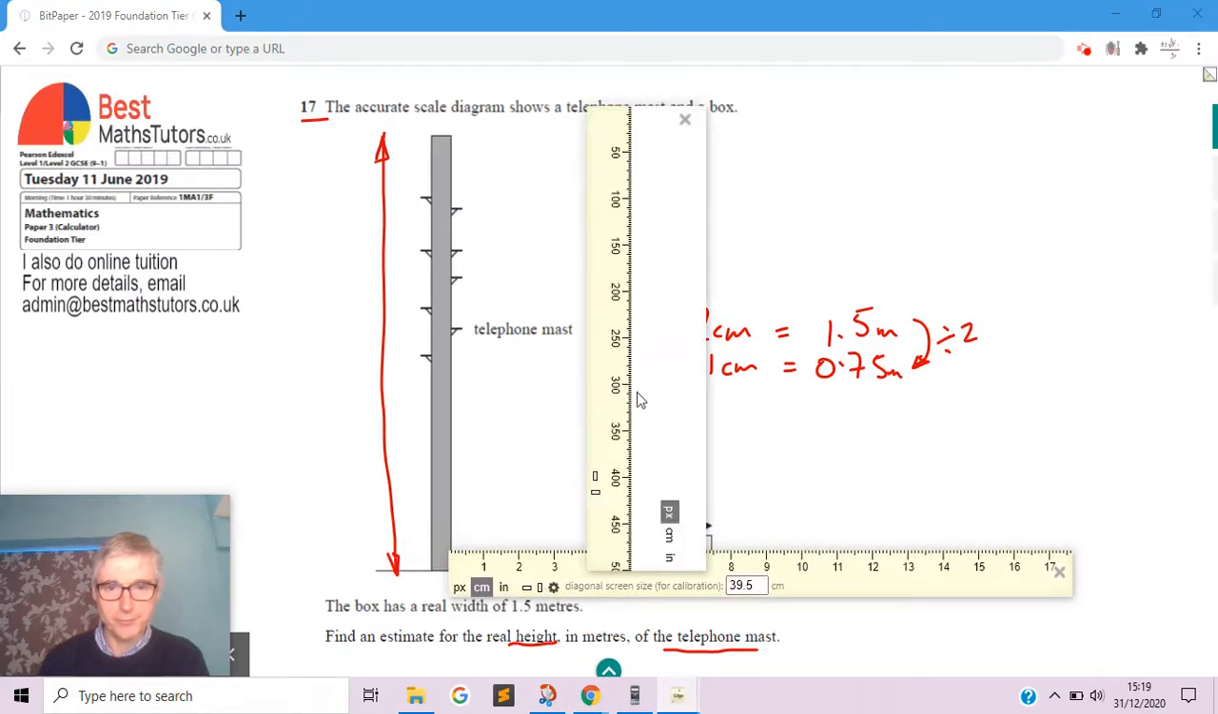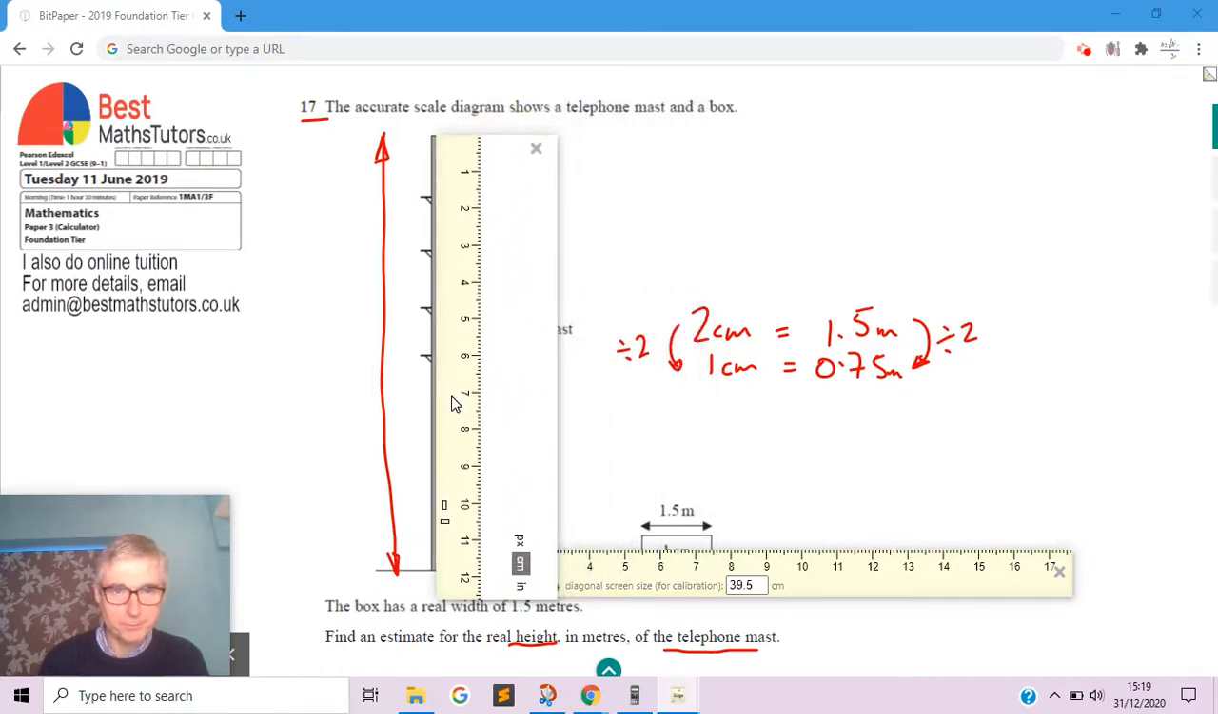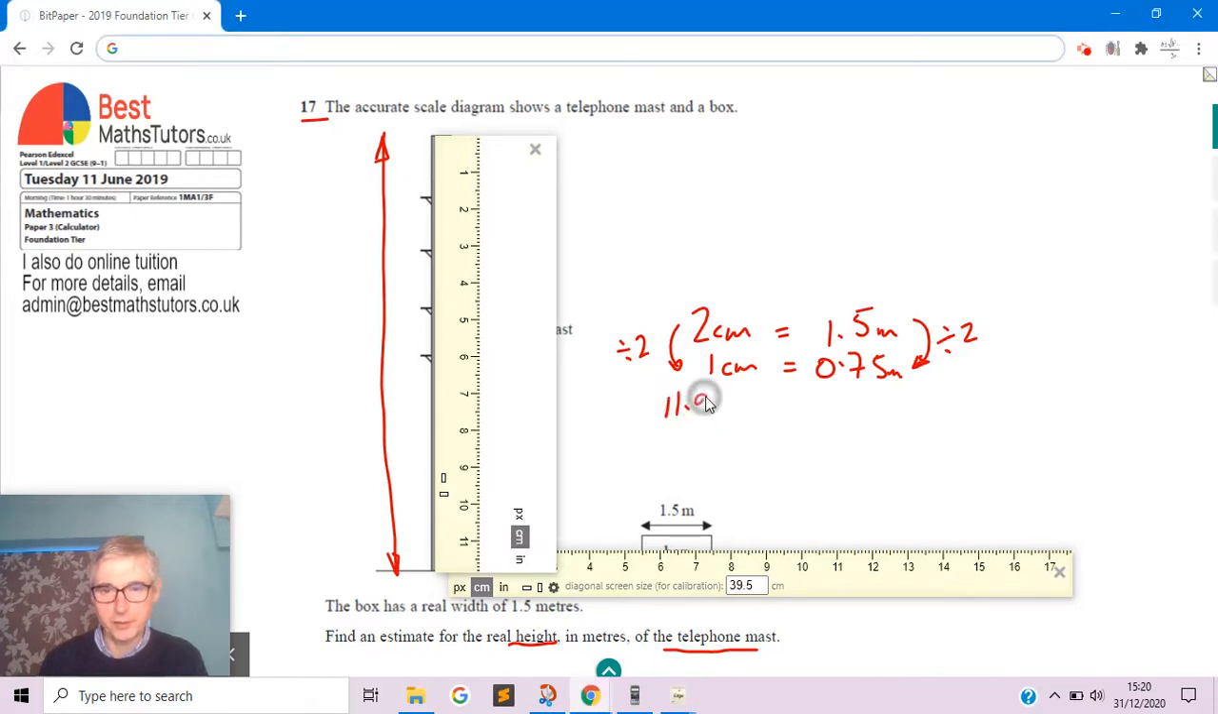The next thing we need to do is move our ruler and measure the height now in centimeters. I'm just going to change this from what stands for pixels on this one. So we're going to move this here and measure the height. On my diagram I'm going to say that's 11.9 centimeters.